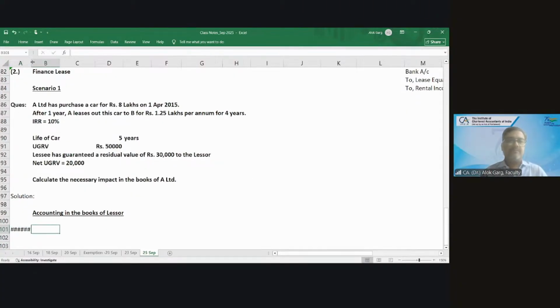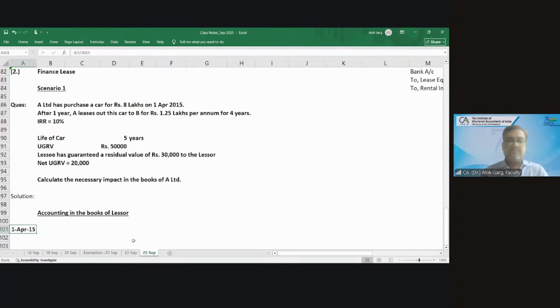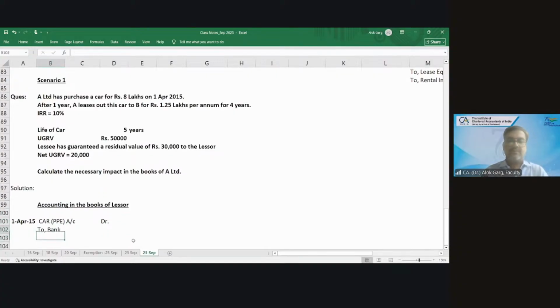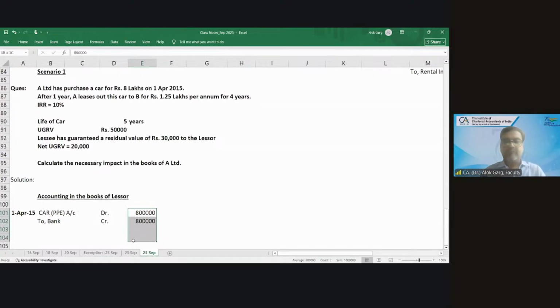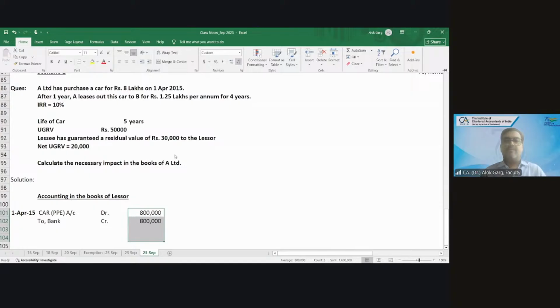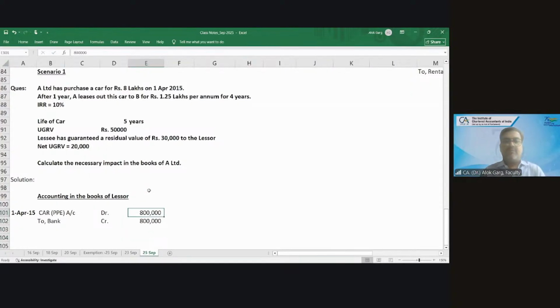What is the accounting? Car account to bank account. The car is PP, not an investment property. Car PP account debit to bank. What is the amount? 8 lakh rupees. Car PP to bank 8 lakh rupees, right?